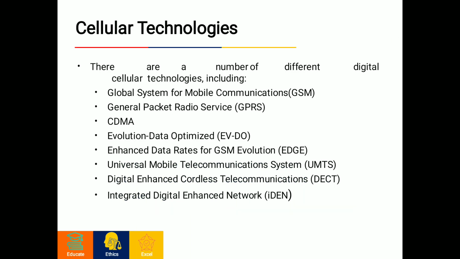Now the important cellular technologies that actually exist. So we have GSM, called Global System for Mobile Communication, that includes the cellular concepts. Then second we have GPRS, General Packet Radio Service, Code Division Multiple Access, EVDO, Evolution Data Optimized. Then we have Enhanced Data Rates for GSM Evolution, called EDGE. Then we have Universal Mobile Telecommunication System, UMTS. All apply the digital cellular technology concepts. Then Digital Enhanced Cordless Telecommunication, DECT, and Integrated Digital Enhanced Network.